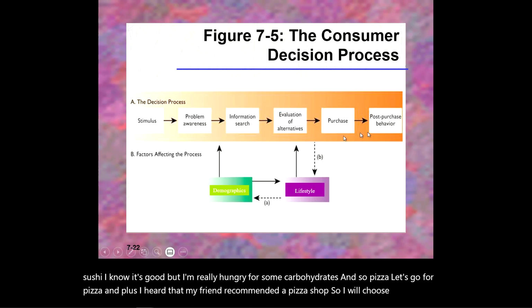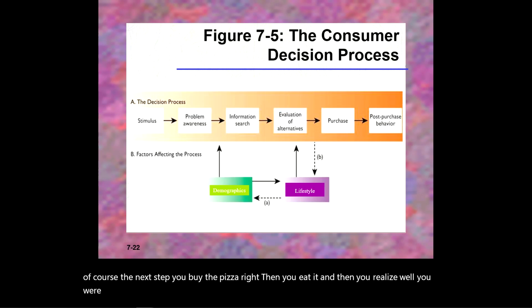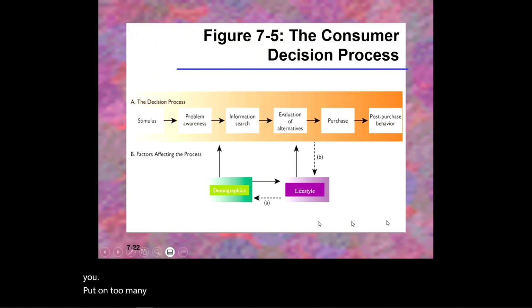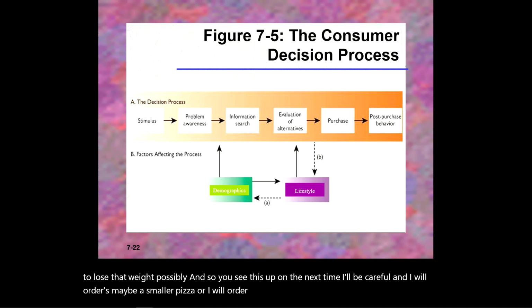So then, of course, the next step, you buy the pizza, right? Then you eat it. And then you realize, well, you were hungry, yes, but you ate too many slices, and now you have to burn some calories because you put on too many calories with the pizza. Now you regret it a little bit because now you possibly have to lose that weight, and so you say to yourself, oh, next time I'll be careful, and I will order maybe a smaller pizza, or I will order sushi, or vegetarian.